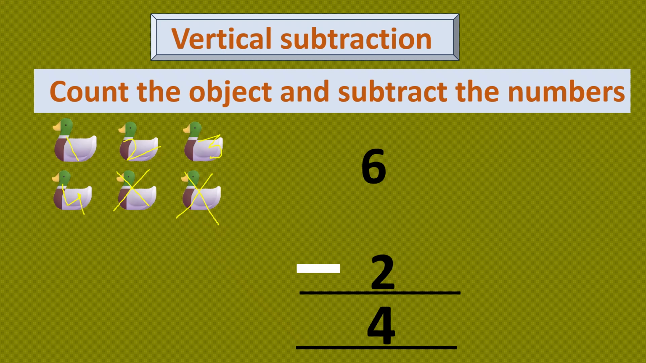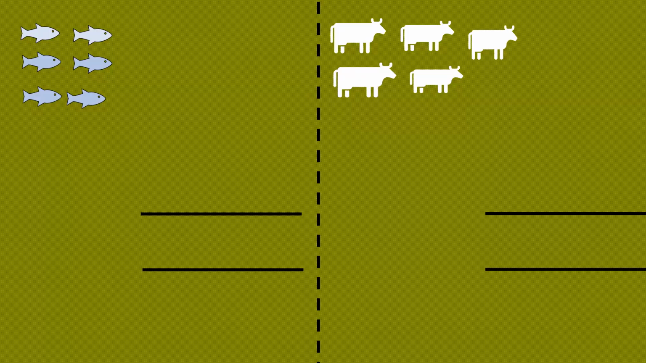Look at the next one. How many fish are here? 6. So we separate 6 from how many? 3. Before separating the 3, we use a symbol in front of it, which is a minus, and from the 6 we cut 3 fish for subtraction.